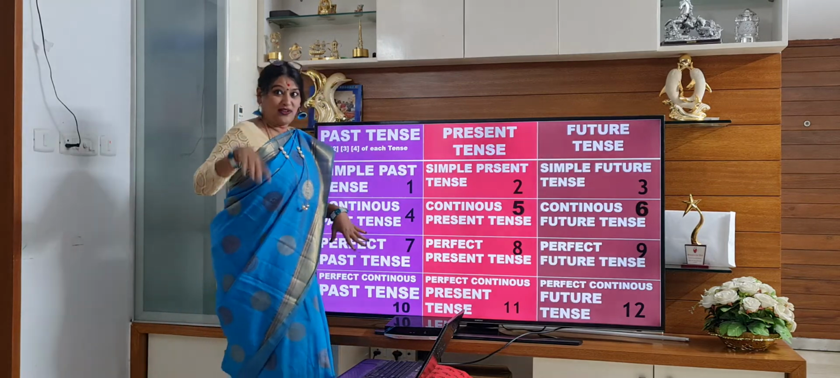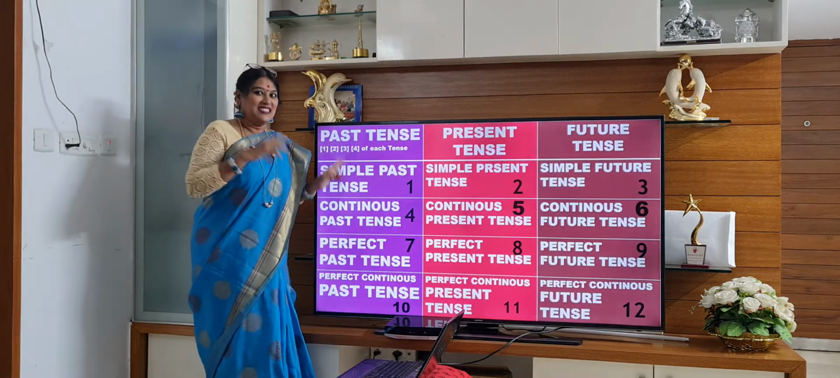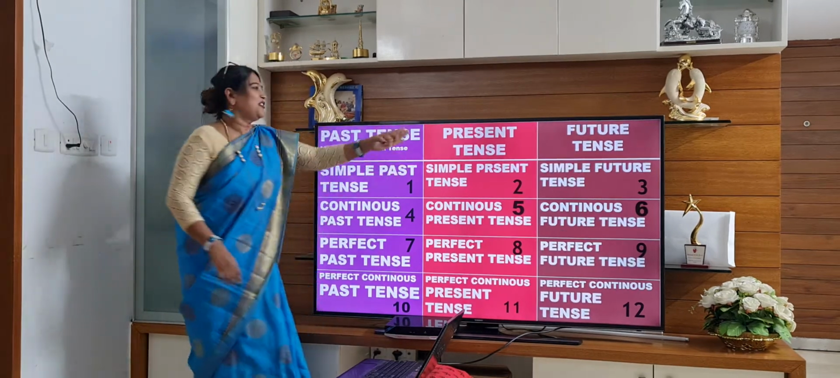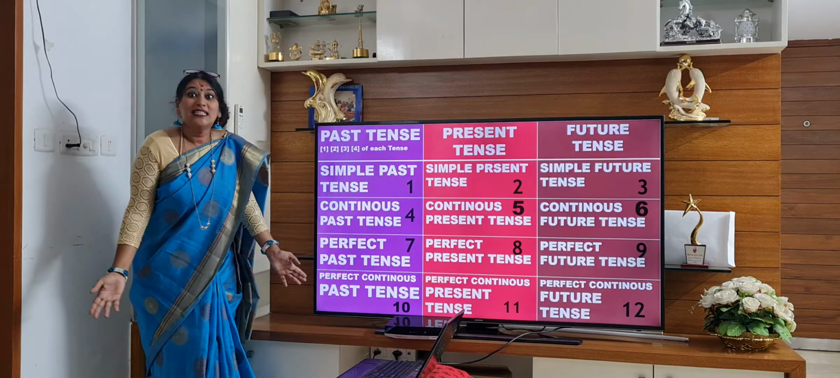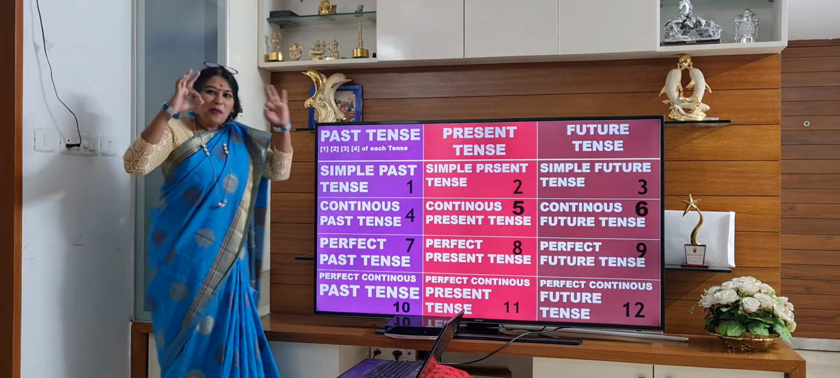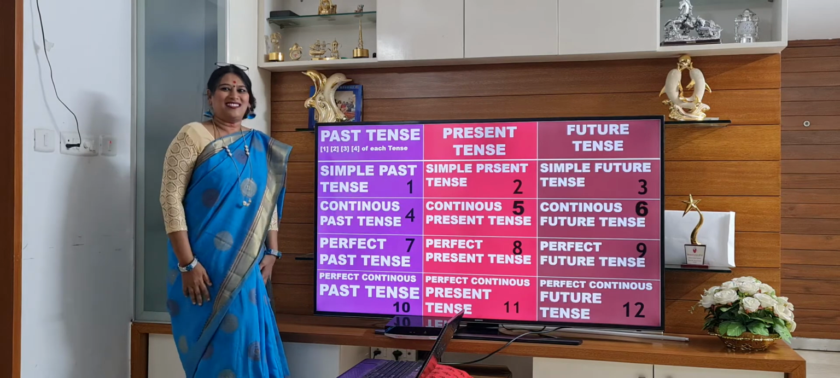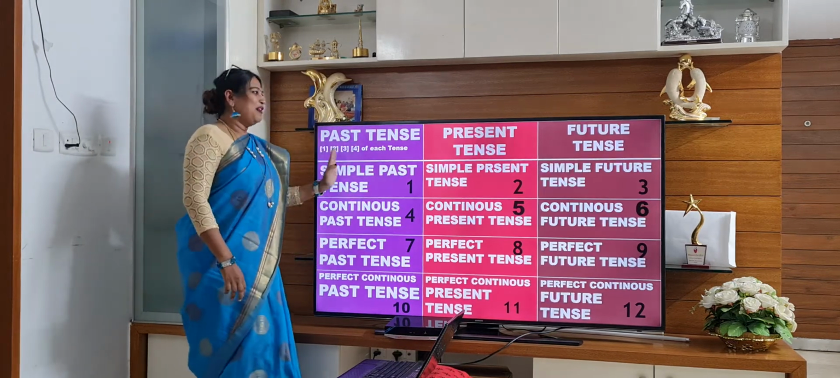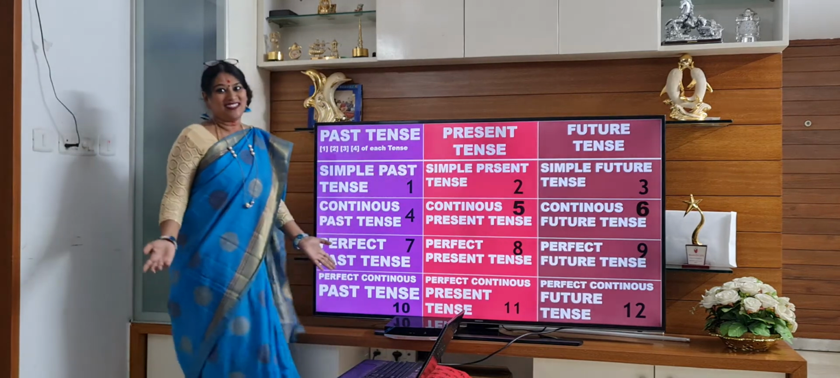The bus has 4 wheels, right? So first wheel is simple. Second wheel is continuous. Add continuous to all and you're done. You have completed 6 tenses. And then what is this? Perfect. What's the third wheel? Perfect. Add perfect to all these and then you're sorted.